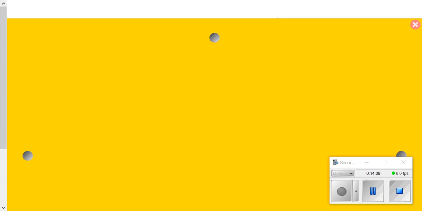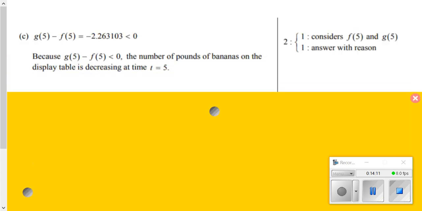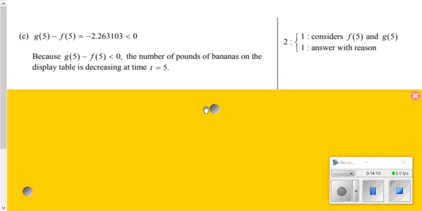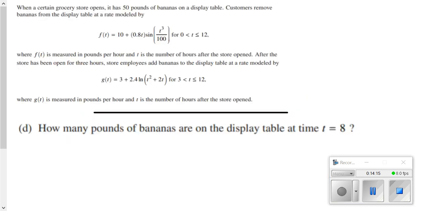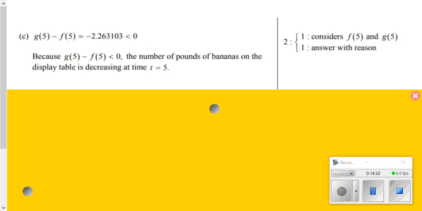So here we are on the banana colored slide. What, did I just say that backwards? I did. I'm so sorry. This is the rate at which they're being added. This is the rate at which they're being subtracted. Heavens. Okay, so g of 5 minus f of 5, okay? And since that turns out to be negative, that means the number of pounds of bananas on the display table is decreasing at a negative rate of change.